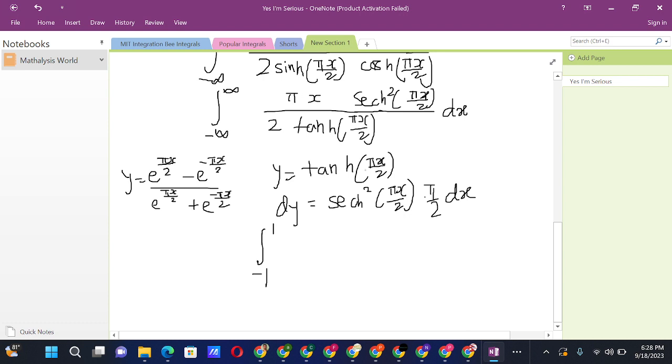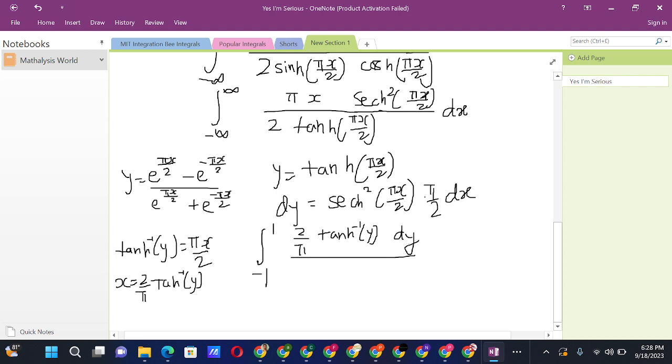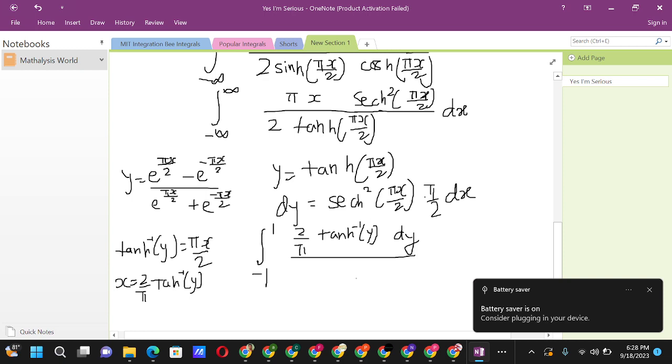And for this x, we can just change, we have tan inverse y equals pi x by 2 over there, and then x equals 2 by pi tan inverse y. So you can use this. Our x is 2 by pi tan inverse y, and sec squared of pi x by 2, times pi by 2 dx, is just dy, and the tan of pi x by 2 will be y.